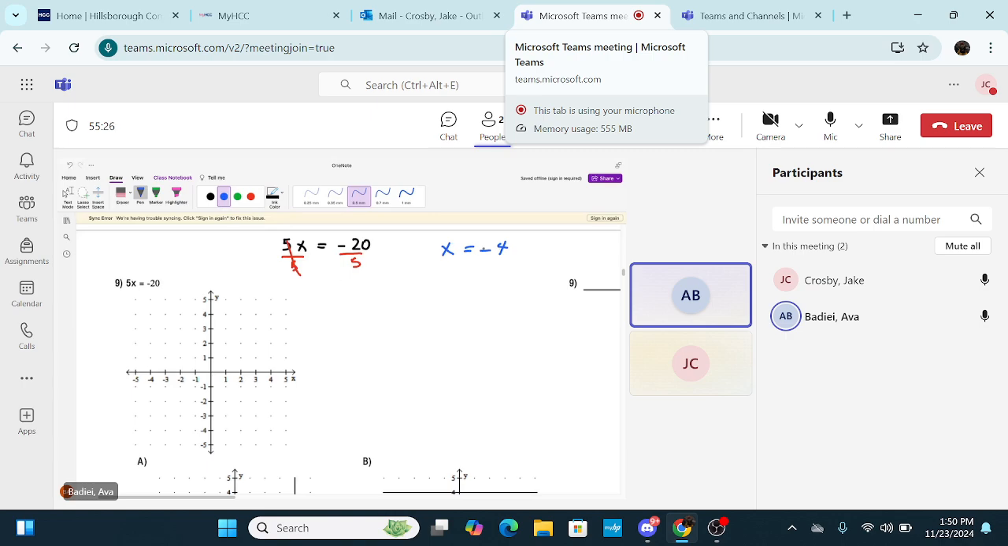It means for any y value that you have, it doesn't matter. For any y value, the x is always going to be negative 4. So all of your points are going to have an x of negative 4, just with different y values. It keeps going on. And then if you connect all these points, you are going to get a vertical line. It would be impossible for that line to go at an angle.